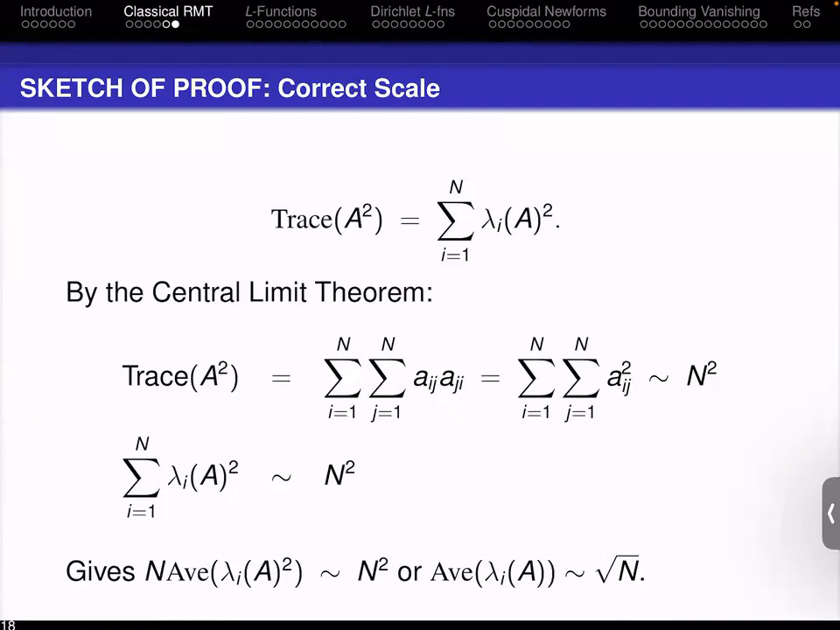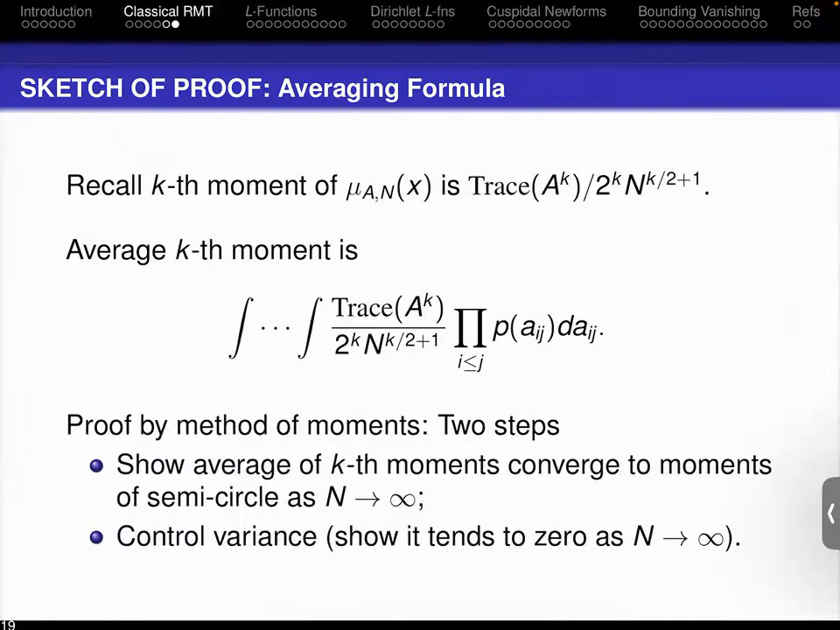And so now all we have to do is calculate these average values. And then this is where things are difficult. So you have to first do the calculation, and then you have to somehow control the variance and say that most things are close to the average value. And so this is where my advisors would say, now you do some abstract nonsense and just show that everything works out as you would expect. The main meat of the calculation is to calculate what is the mean value and show that it agrees with the moments of the semicircle.